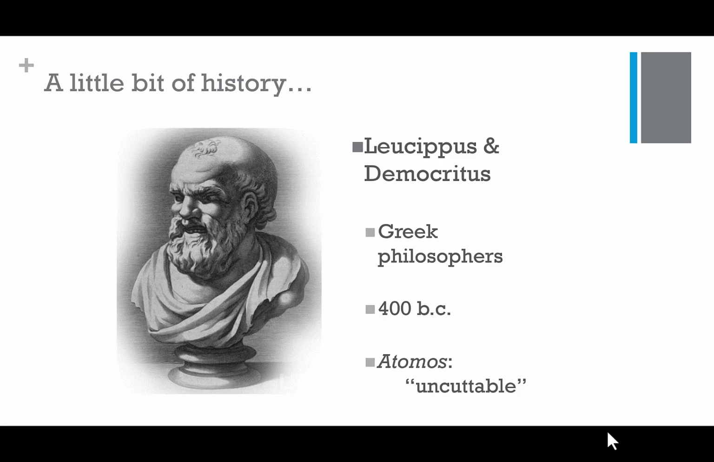So a little bit of history. The first to theorize about atoms were the Greek philosophers back in 400 BC. During the time of Aristotle and Plato, we've got Democritus, who was the first to theorize that matter is made up of atomos, uncuttable particles.